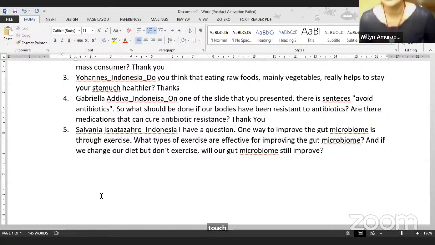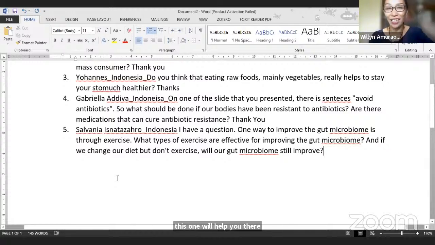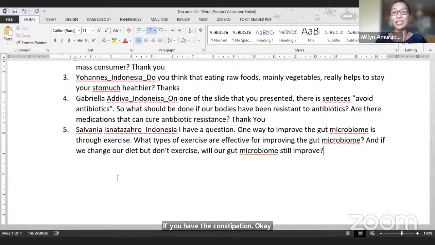This one will help you to eliminate if you have constipation. Okay, so that is considered exercise. It's just a stimulation. It helps you if you have a problem with constipation. It helps you a lot in defecating. Now, nowadays, we are focused on cell phones, internet connections, couch potato. We are not doing the exercise.